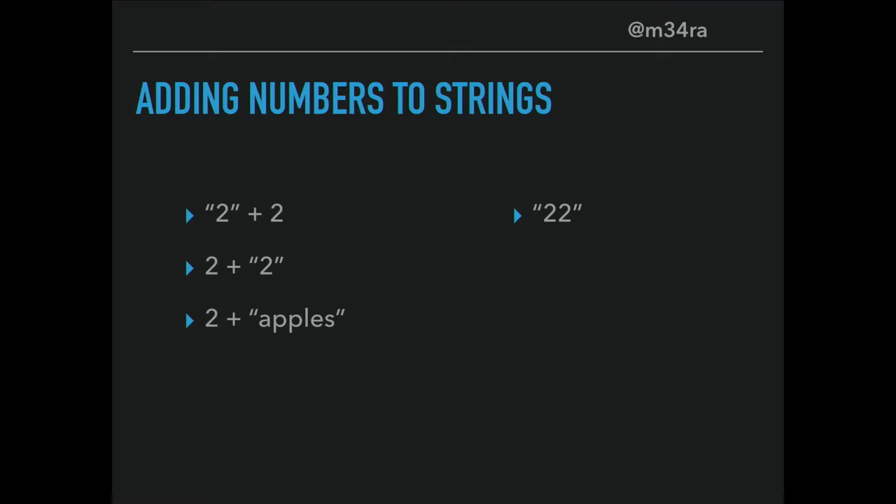Do we think the same, different? Okay, 4 seems to be the leader. 22 again. How about 2 plus apples? 2 apples, okay. So this is interesting, right? Basically what's happening here, no matter what order we put them in, anytime we're adding numbers and strings, JavaScript is going to turn anything that's not already a string into a string and then do string concatenation.